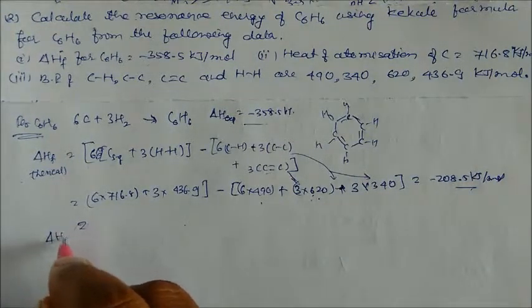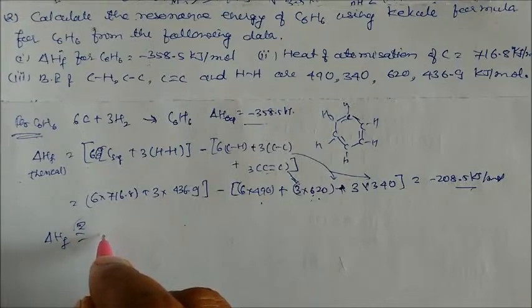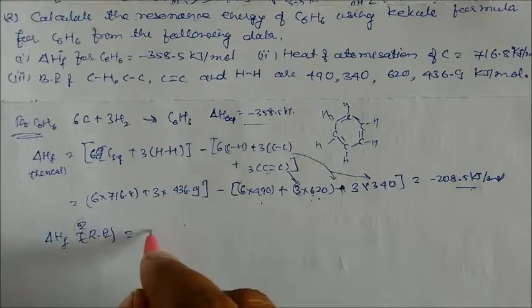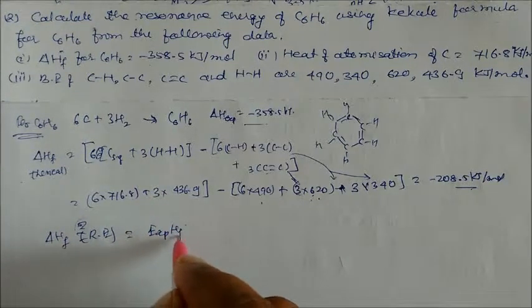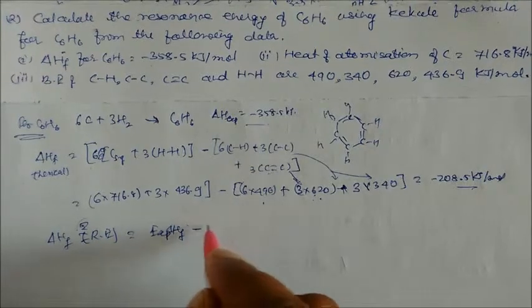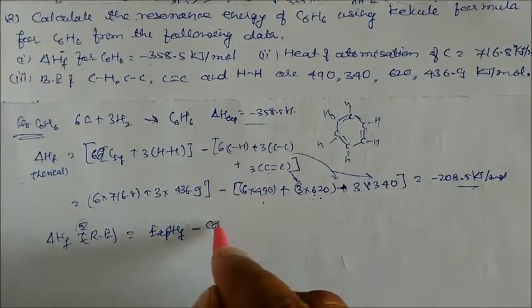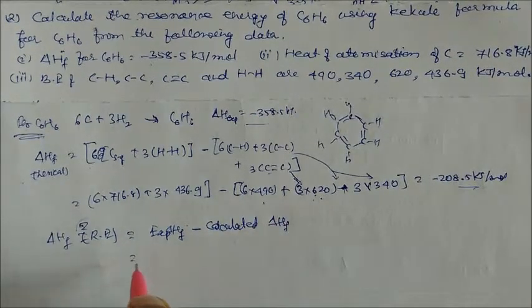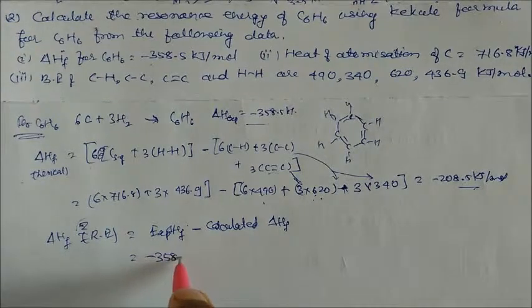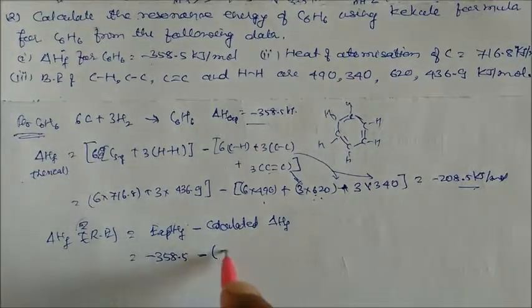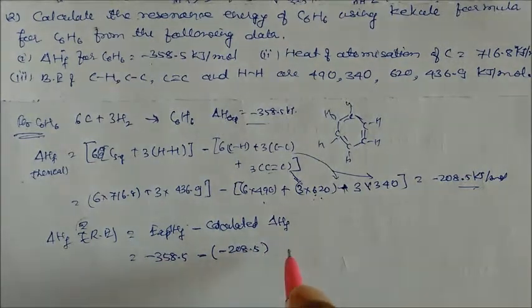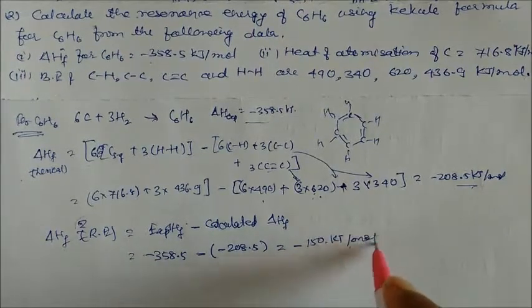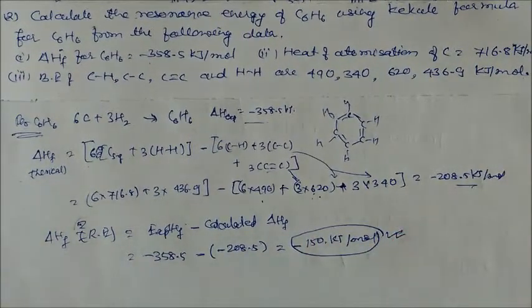So what will the heat of formation be experimentally? We are discussing resonance energy. This will be your experimental heat of formation minus the calculated delta heat of formation. So experimental is minus 358.5, minus, put here this value, 208.5 kilojoule respectively. So here you will get 150 kilojoule per mole. So this is our answer.